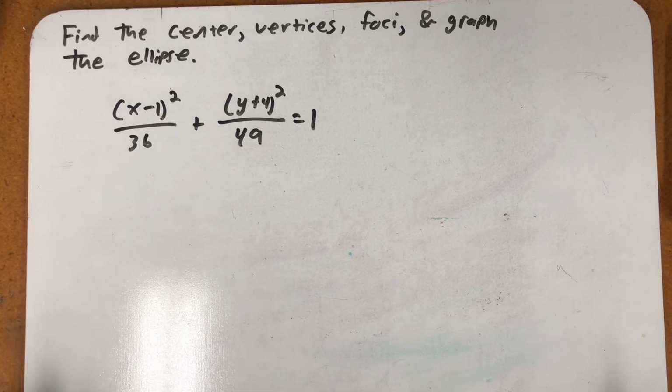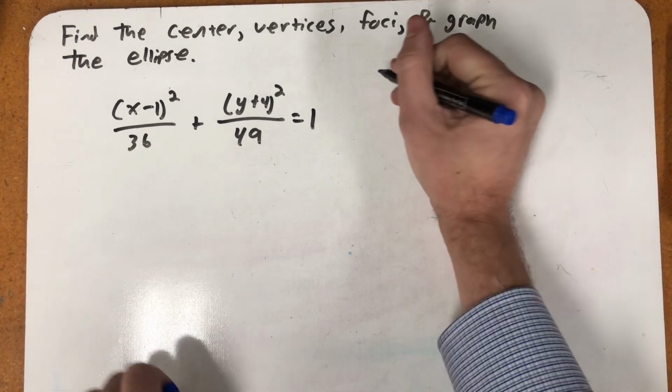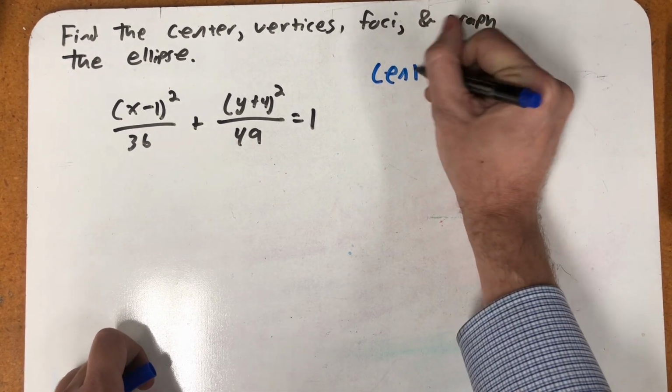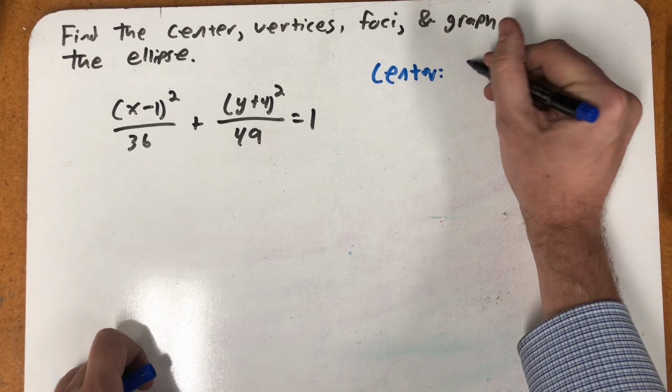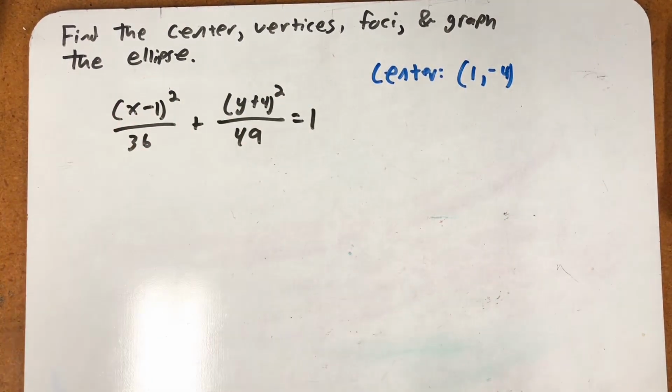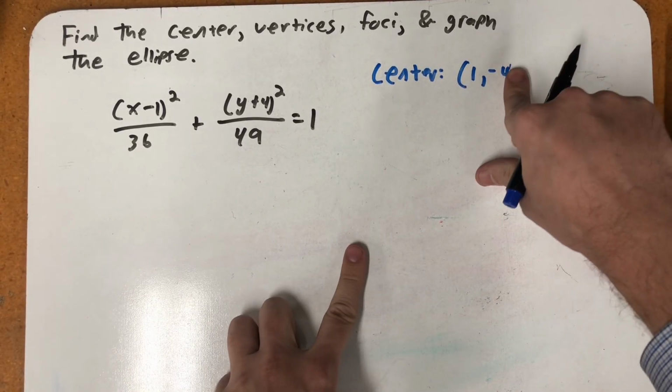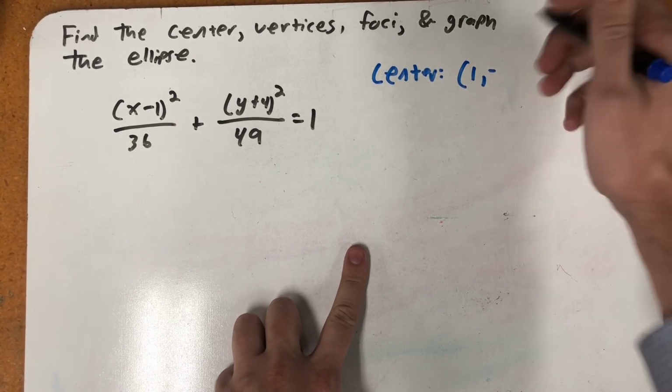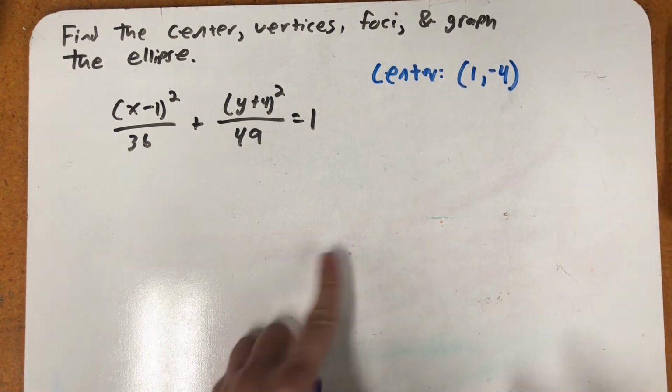We've been asked to find the center, vertices, foci, and then to graph this ellipse. So I have (x minus 1) all squared over 36 plus (y plus 4) all squared over 49 equal to 1. And so right away, I see that my center is at (1, minus 4). Right, thinking about the same kind of shifts we would think about with circles in the center of a circle, or just like moving the vertex of a parabola when we were doing that.